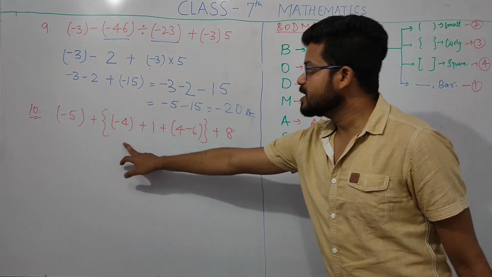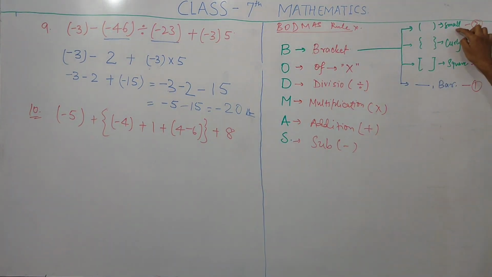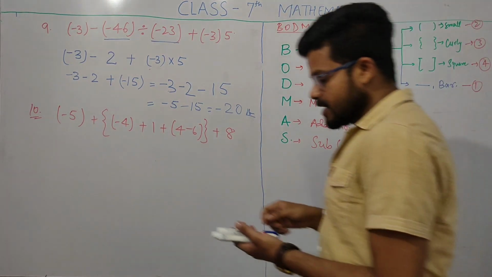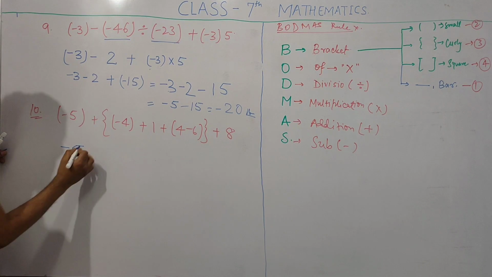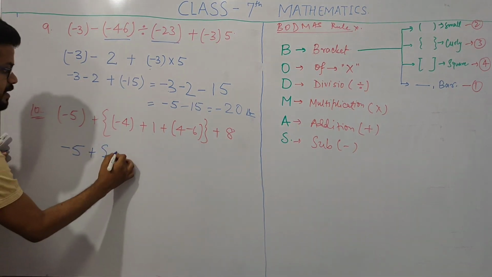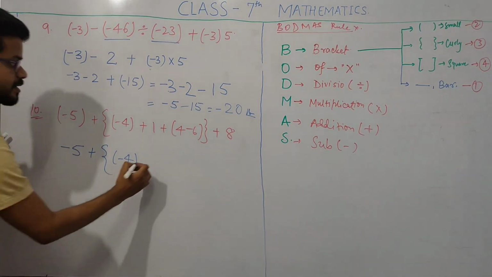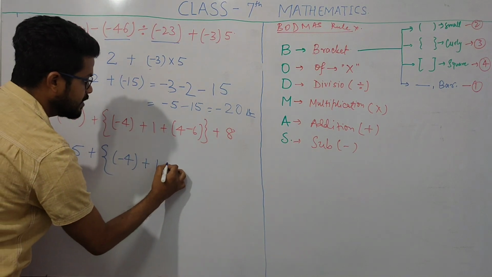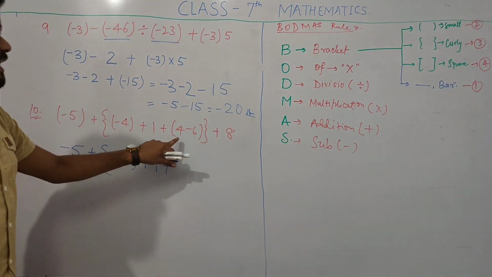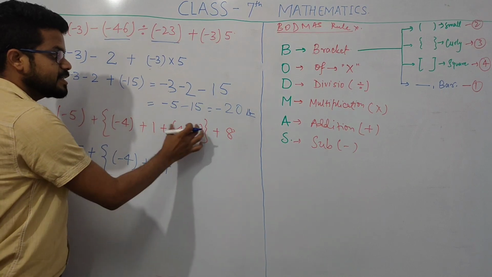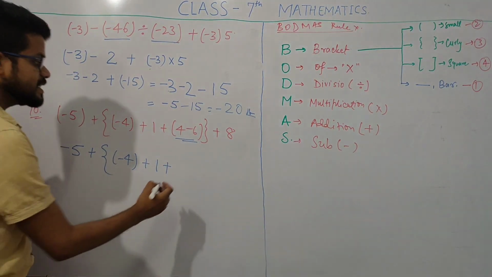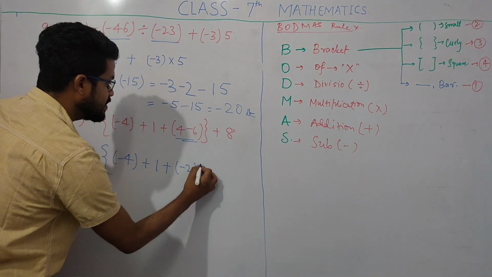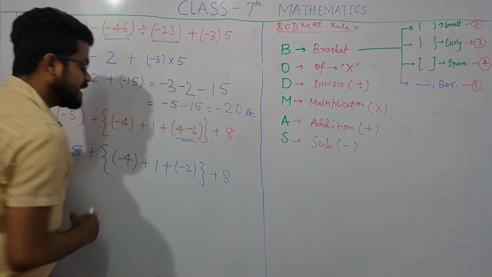So in the bracket there is also a small bracket. So firstly I prefer the small bracket, then the curly bracket. So this is minus 5 plus minus 4 plus 1 plus 4 minus 6. This is under the small bracket, so firstly I solve this one. 4 minus 6 is minus 2. So I write simply here minus 2 plus 8.